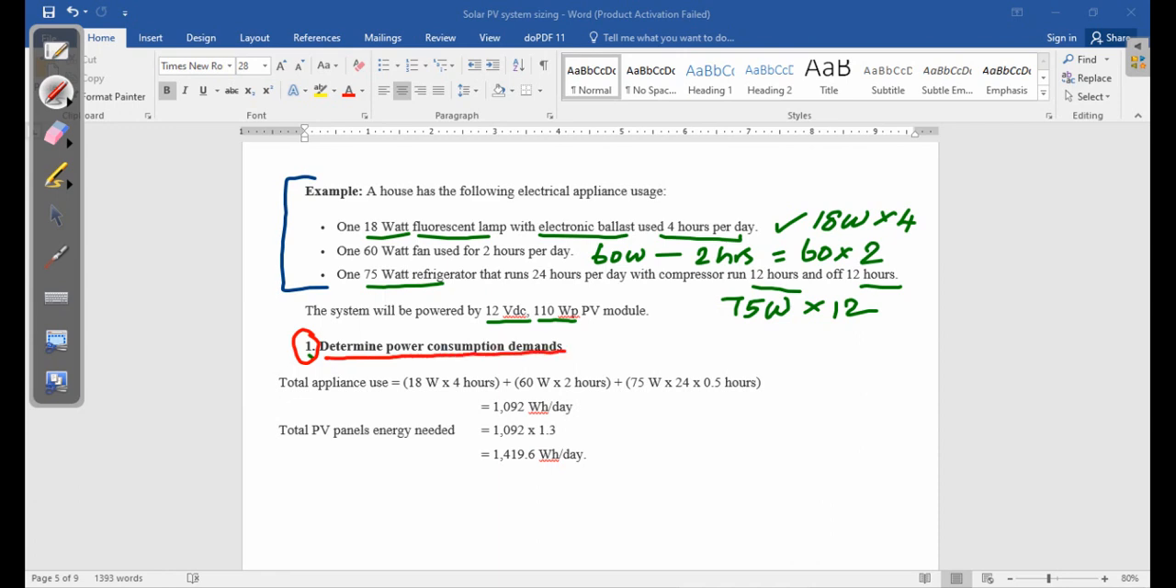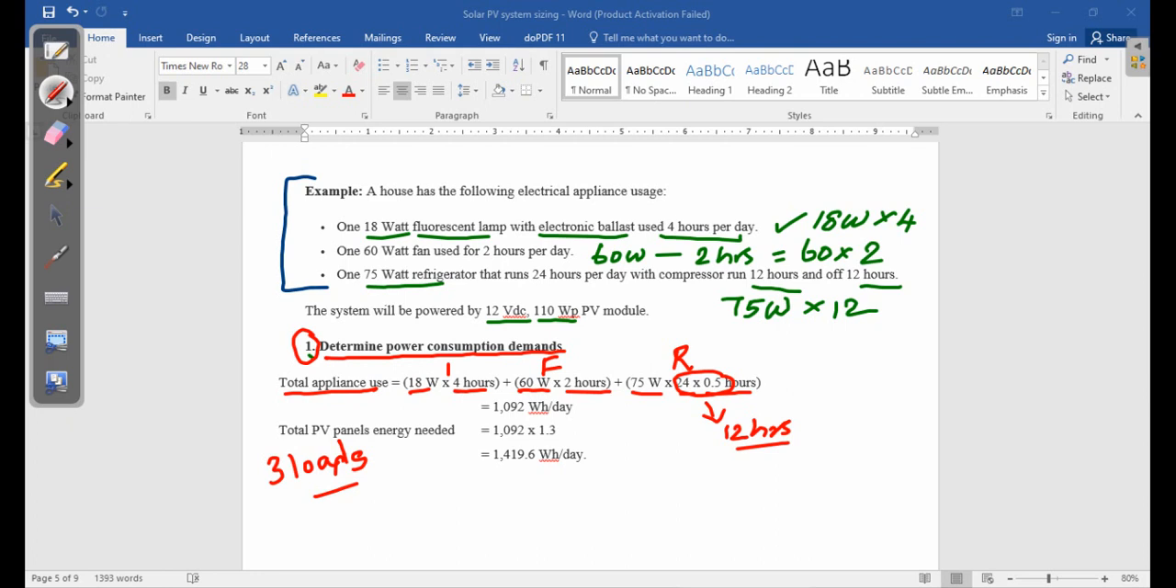You can see the total appliances we are using are three different loads. Load one is 18 watts into 4 hours, and load two is 60 watts into 2 hours. This is a light, this is a fan, and this is a refrigerator. For the refrigerator you can see 75 watts into 24 into 0.5 hours. It means the total will lead to 12 hours.